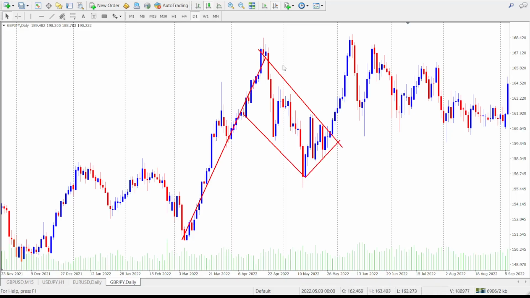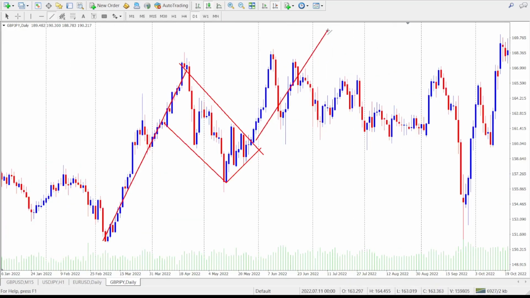So it's a rectangular consolidation that forms against the trend. Okay, so this is going to be a bullish flag. Then a breakout usually happens to the upside.